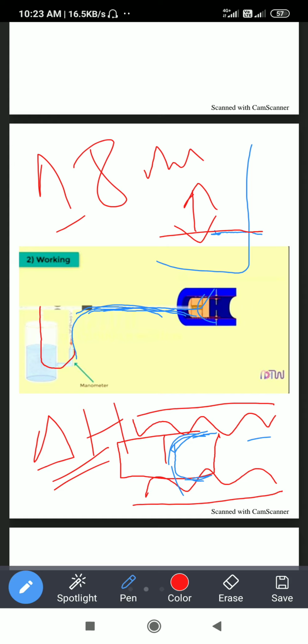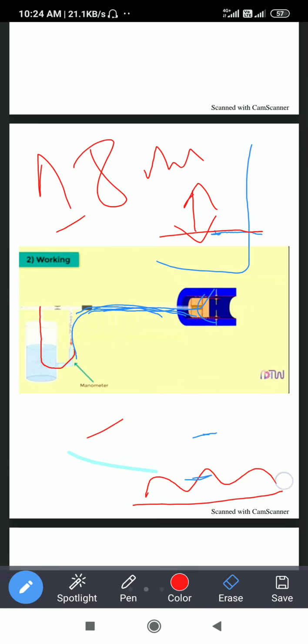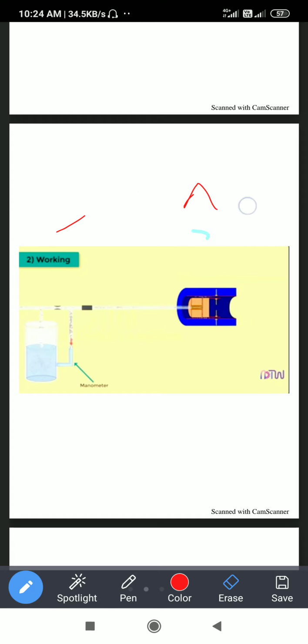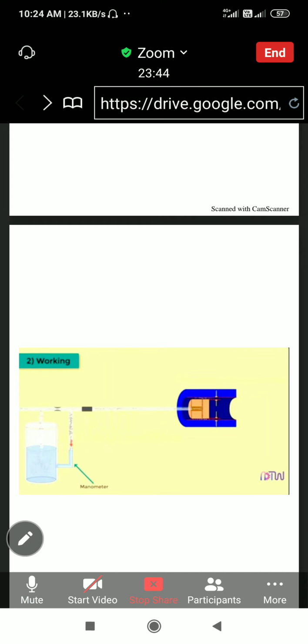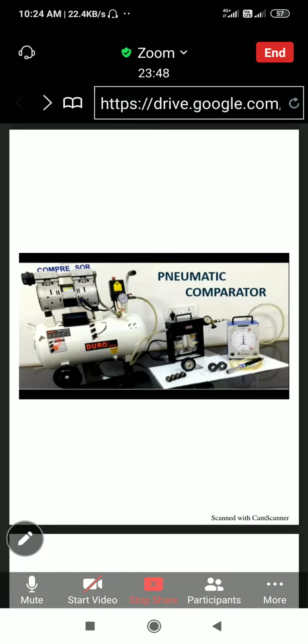So, this way the pneumatic comparators work on the back pressure principle. I hope you have understood what back pressure is and how it works. Now, we will go to the next concept. If you are not understanding, you can interrupt me in the middle and ask, no problem, I will explain. So, this is how the back pressure pneumatic Solex comparator works.